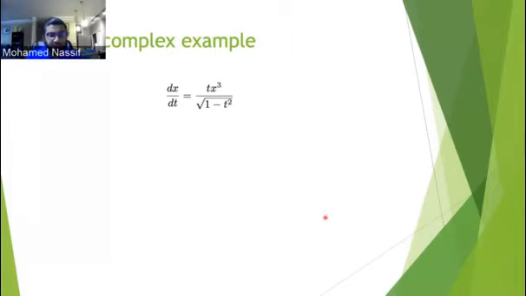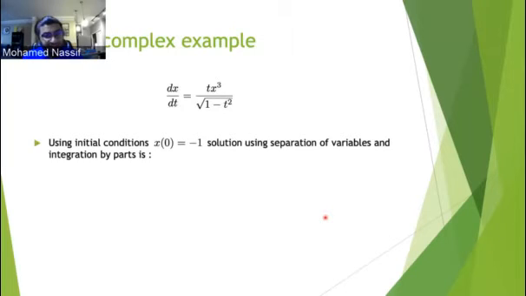Now, if I show you this, can you tell me what the solution looks like? It's going to be a bit hard. But using some techniques like separation of variables and integration by parts, and using the initial condition of x of 0 equals -1, or whatever initial conditions you want, you can get a solution. I have used x of 0 equal -1, and this is the solution I got, which is complicated looking. It's not as straightforward as we saw in the previous slide.